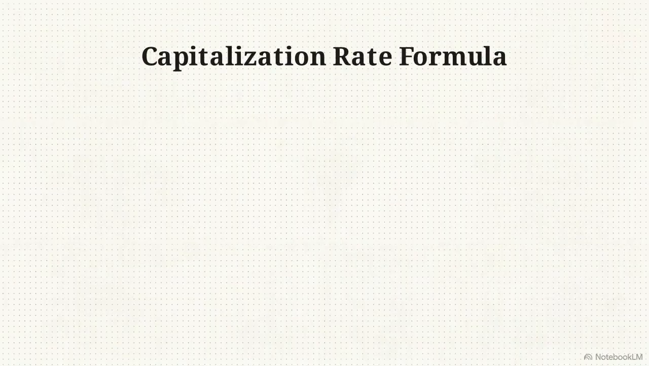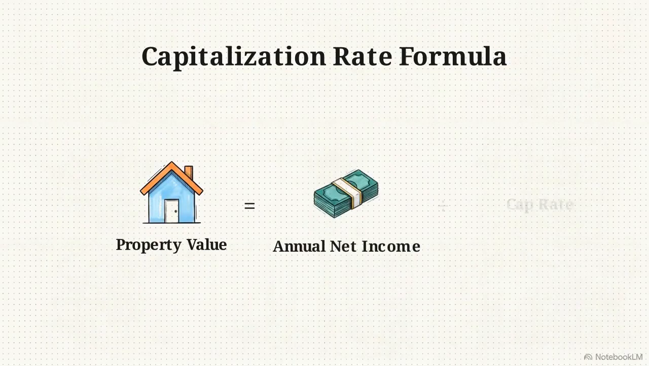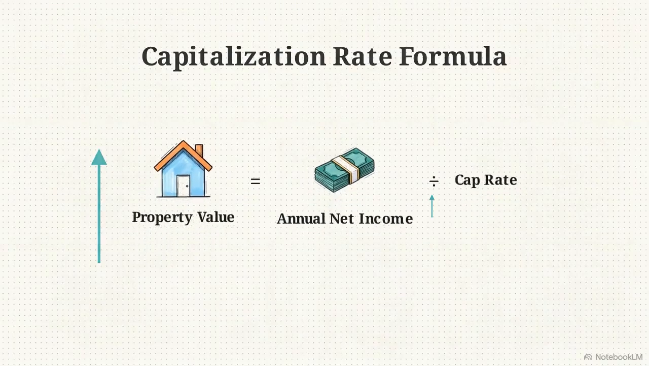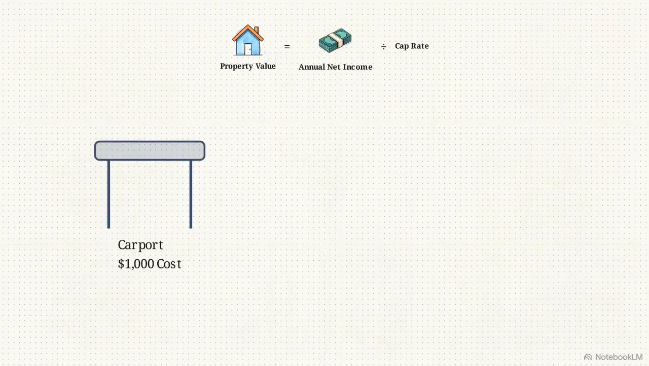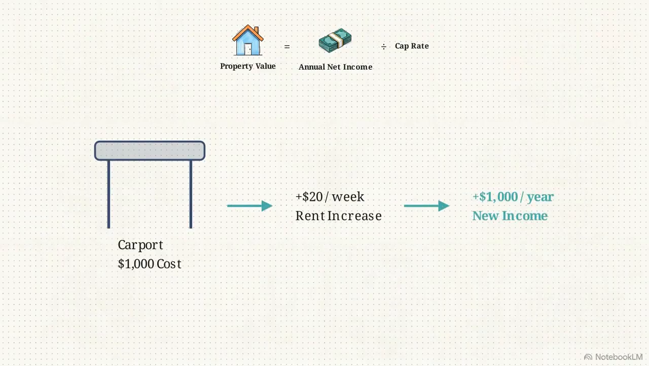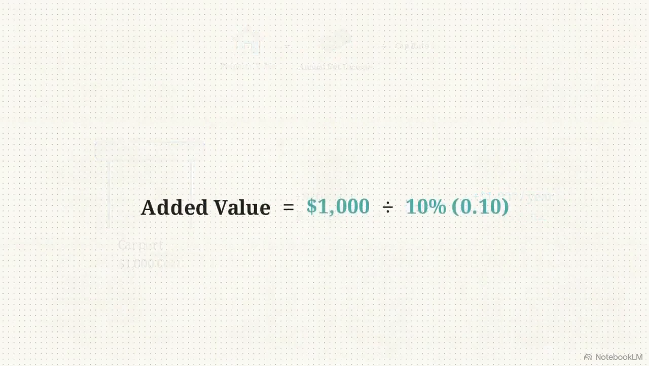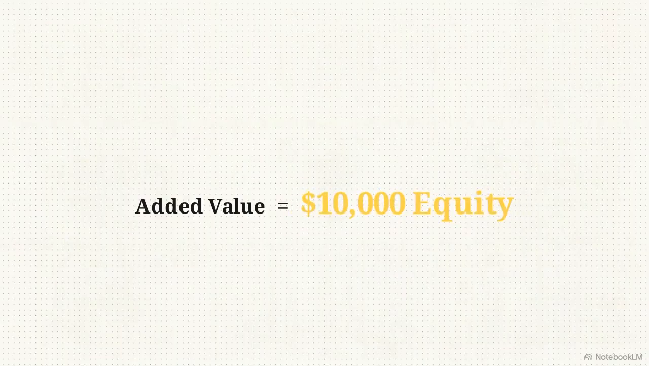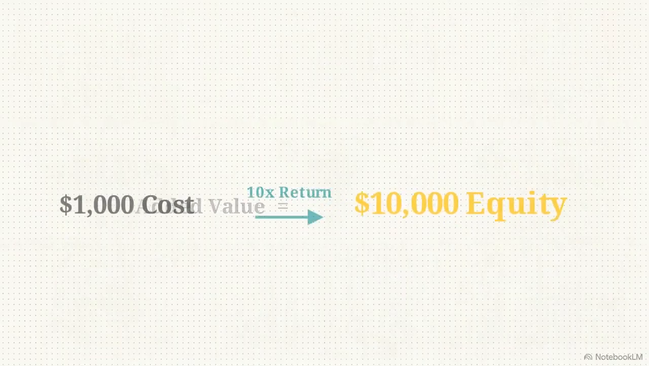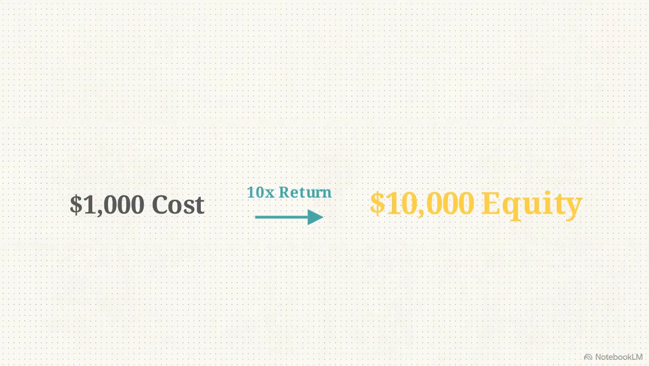This process is governed by the capitalization rate formula. It states that a property's value is determined by its annual net income divided by the local cap rate. This means any action that increases the property's rental income creates a direct, multiplied increase in its total appraised value. For example, spending $1,000 on a carport might allow for a $20 weekly rent increase, or about $1,000 a year. At a 10% cap rate, dividing that $1,000 income boost by 0.10 results in $10,000 in newly manufactured equity.